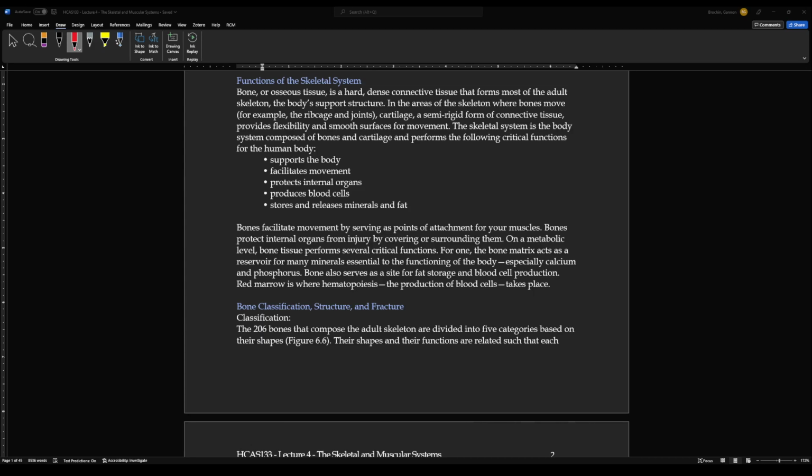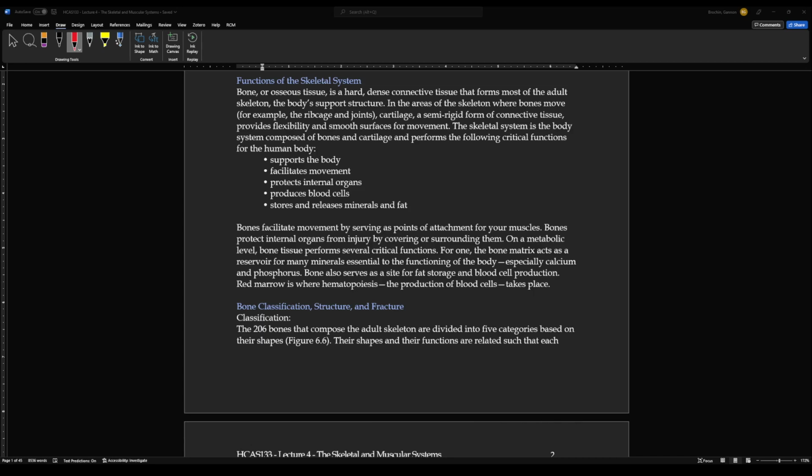Now, another really important thing that is easily overlooked is our bone actually produces blood cells. All right, it does this in the red marrow that's contained in the medullary cavity of the bone, and don't worry, we'll look at how bone is structured, what the medullary cavity is, etc. here in a few minutes.